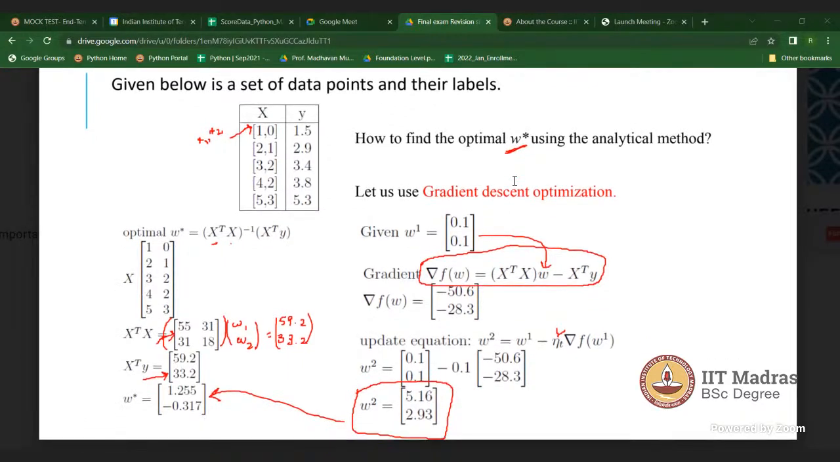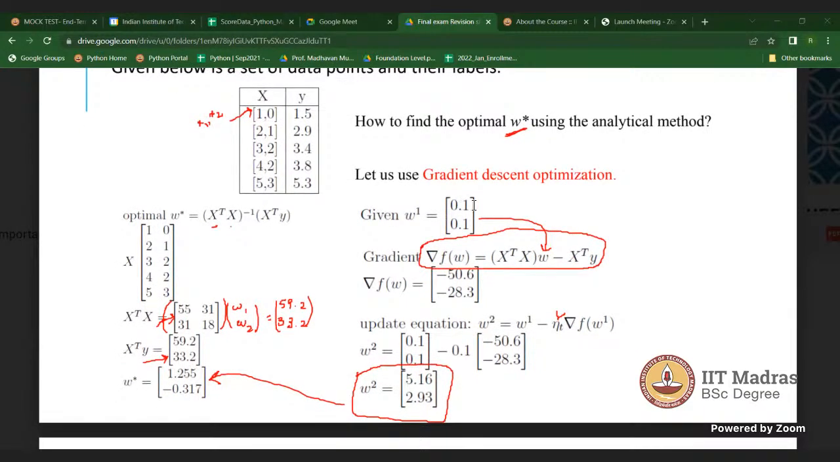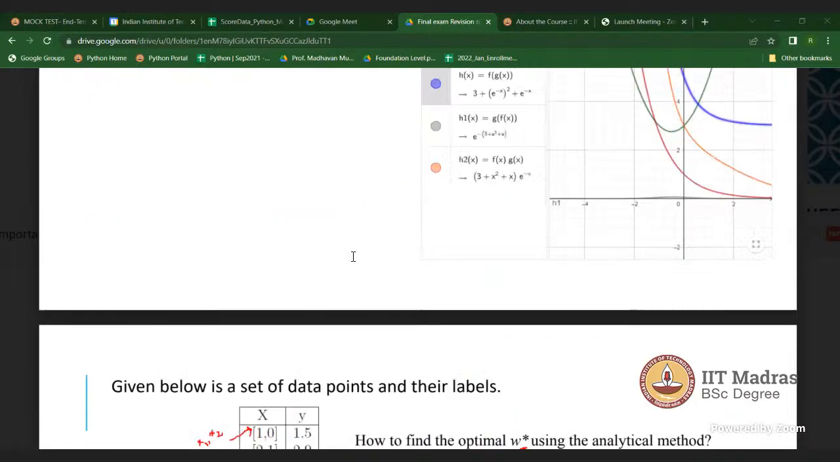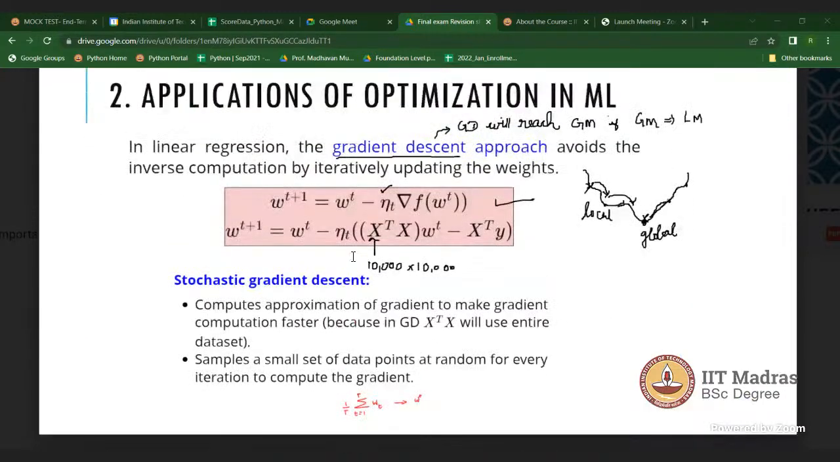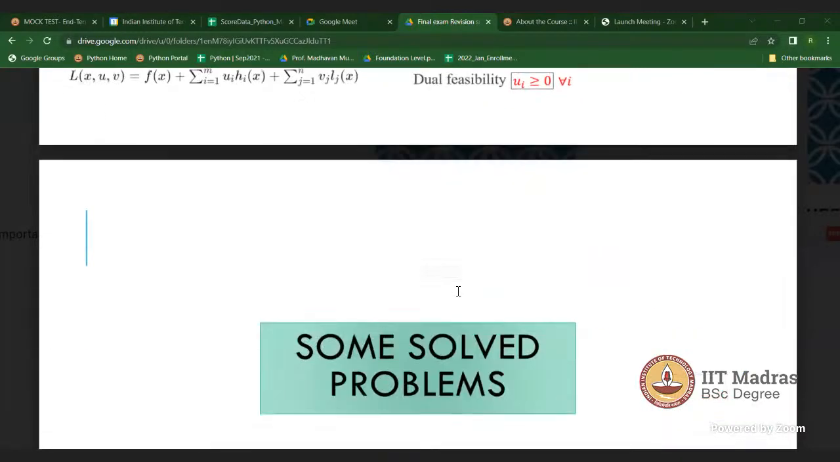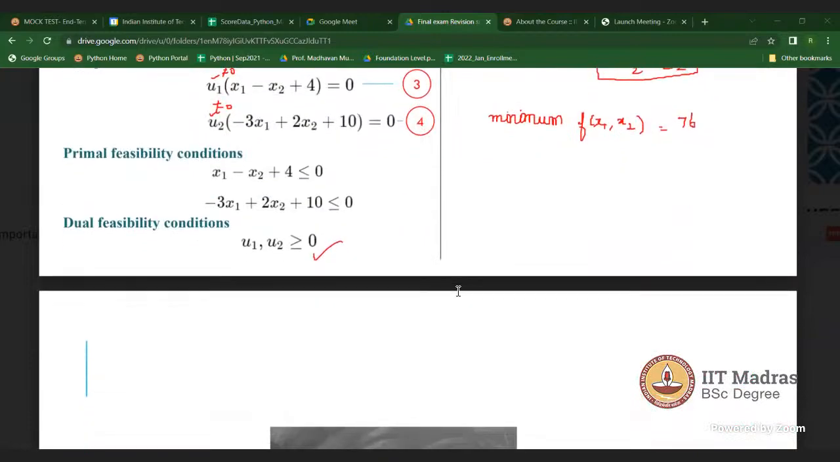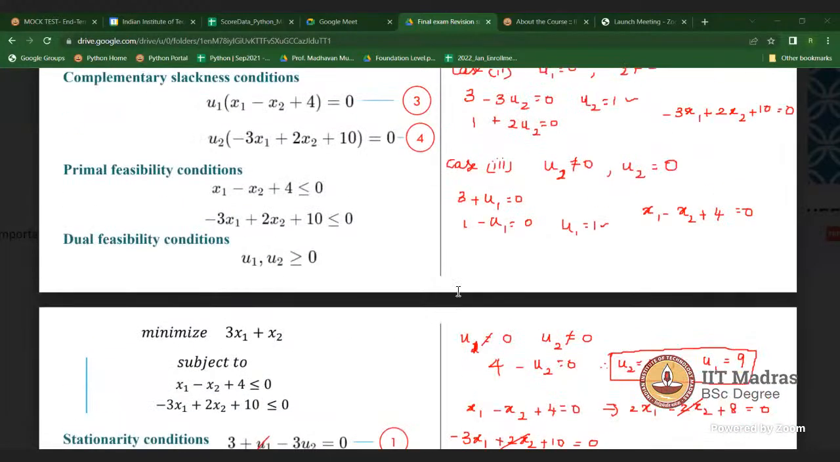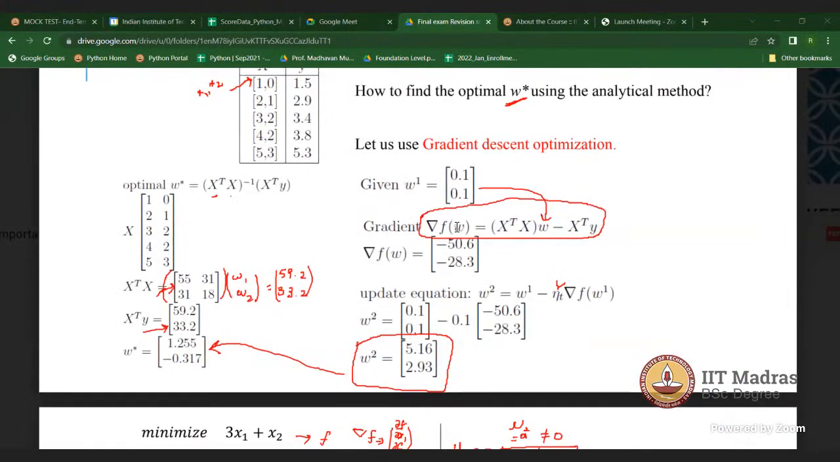Using this W1 equals 0.1, they are asking you to find the optimal value. So what we have is the gradient of f of w to be X transpose X w minus X transpose y. Using that we can find this gradient of f of w for each iteration as the w value varies.